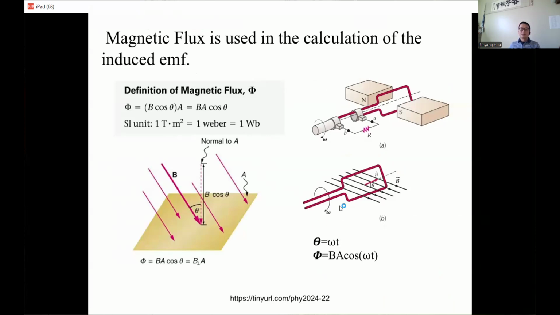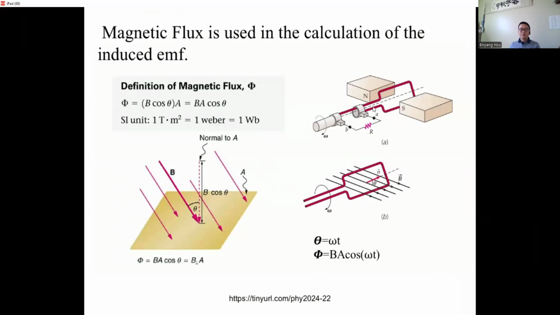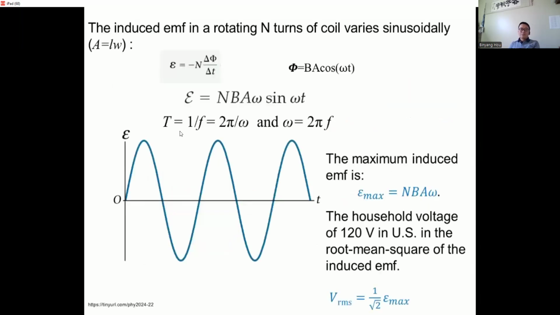This is uniform circular motion for this coil. For circular motion, you can use a sine or cosine function. In this case, we will just use a cosine function. So the flux is equal to BA cosine of omega t. You can also just use a sine function; it will be the same in the end. So epsilon is equal to minus N, the number of turns, times delta phi over delta t. Again, this is Faraday's law of induction. And then the flux is BA cosine.